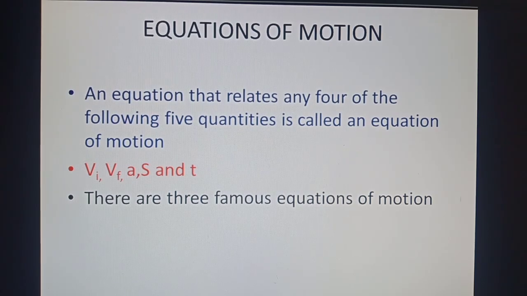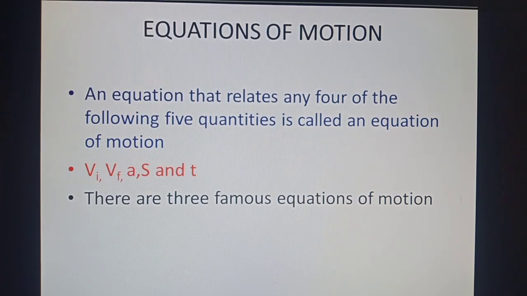Let us start from our first lesson, that is the equations of motion. In physics, what is an equation of motion? An equation of motion is that which relates any four of the following five quantities. They are the initial velocity, usually represented with vi, the final velocity represented as vf, acceleration represented by a, distance moved by a body represented by s, and the time taken to cover some distance is called t.